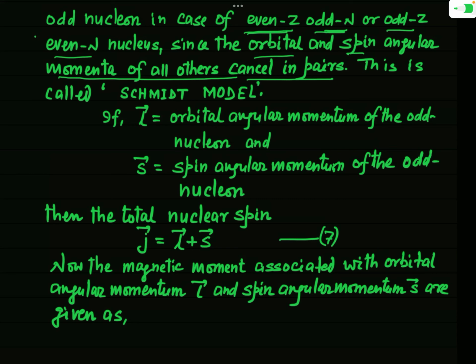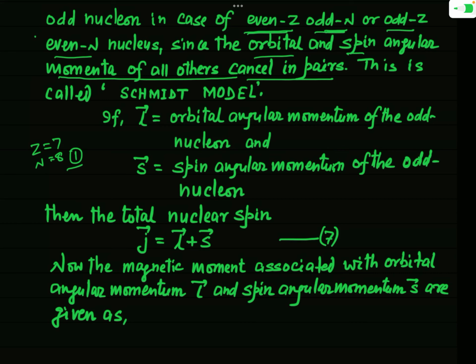For example, if you consider that Z is equal to 7 and n is equal to 8, then what will happen? In fact, for the 7, there will be 7 pairs and only one nucleon will remain unpaired. That one nucleon will be responsible for the magnetic moment.